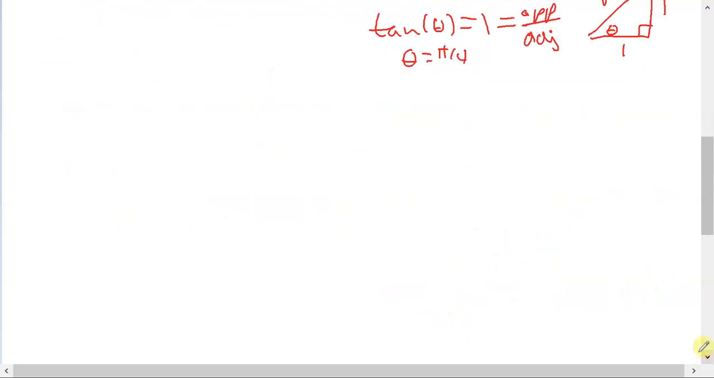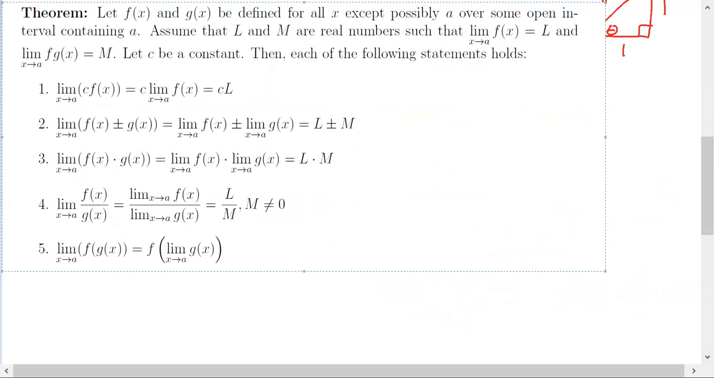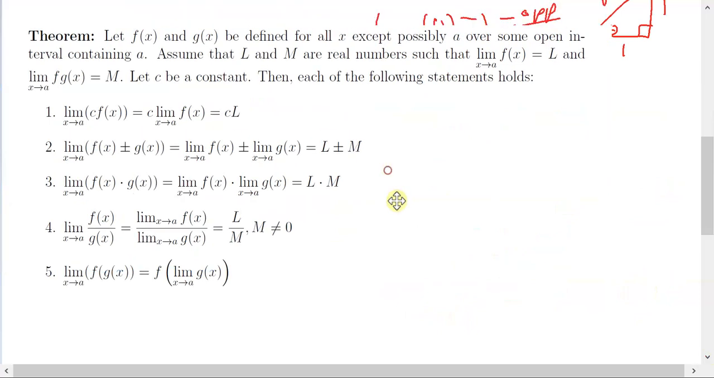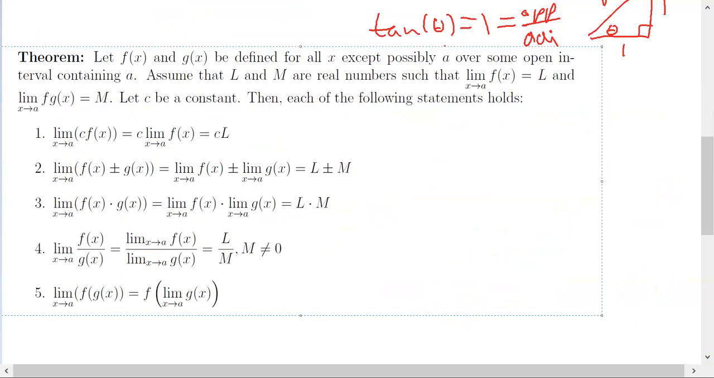But we can also extend this up to combinations of basic functions. That's what this theorem is saying. So I've got two functions that are defined except possibly at some number a, and that's the value I'm going to approach. I'm going to let x approach a, and maybe they're not defined there. That's okay, because we know that limits don't have to be defined at a.